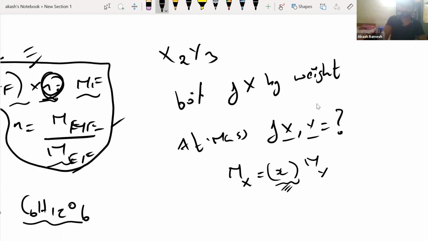You cannot find the absolute atomic mass of X and atomic mass of Y. You will not be able to calculate. What you can calculate is this one: I have some relationship between molecular mass of X and molecular mass of Y. What is the relationship? Find out this x. What is this x?